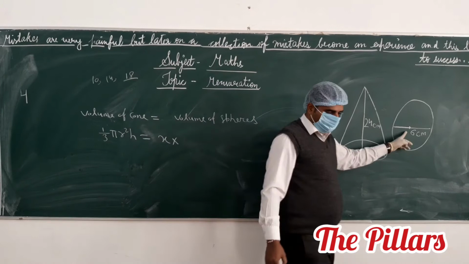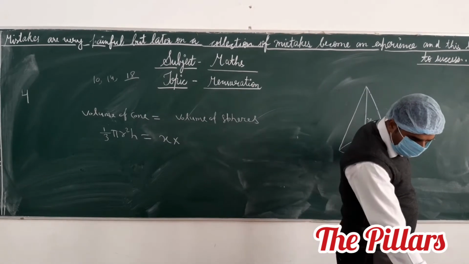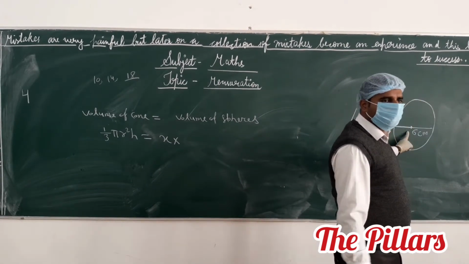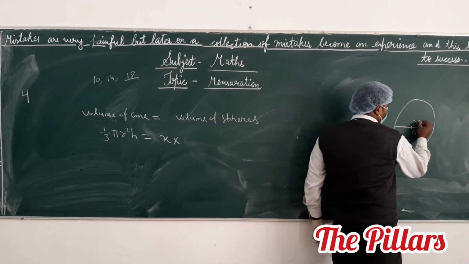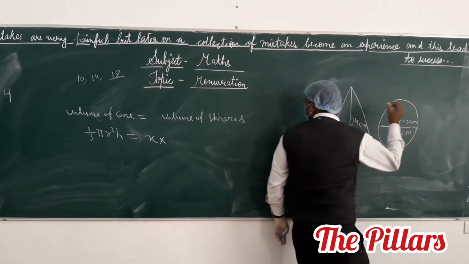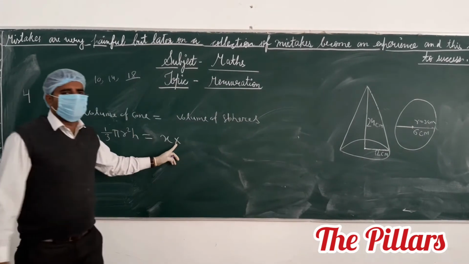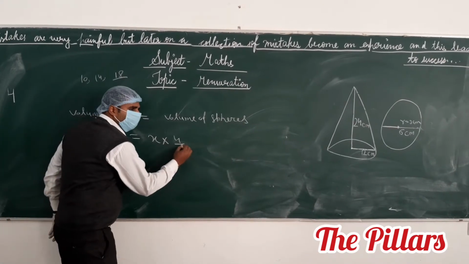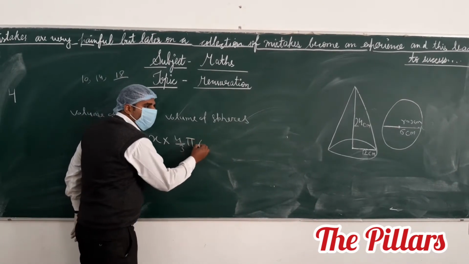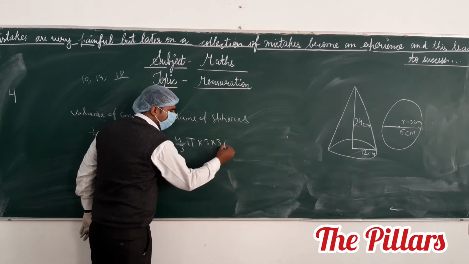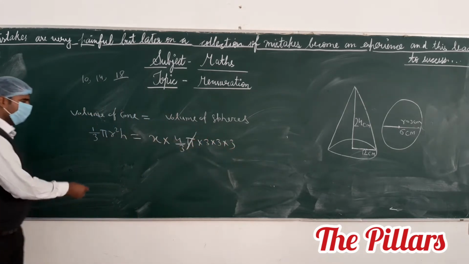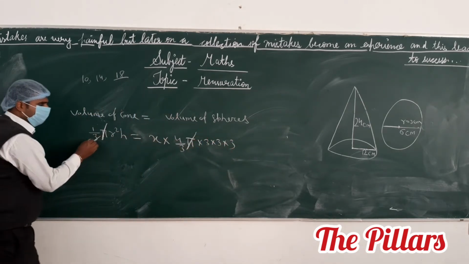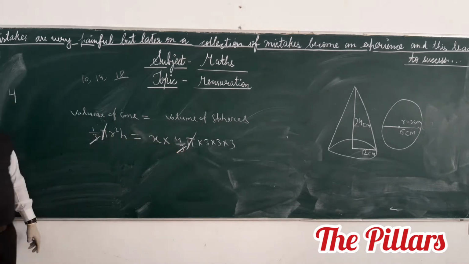Radius given. Diameter is given as 6 centimeters, so the radius is 3 centimeters. X into volume of sphere, 4 by 3 pi r cube, 3 into 3 into 3. Pi and pi cancel out. 3 and 3 cancel out. Clear? Anyone have any problem?